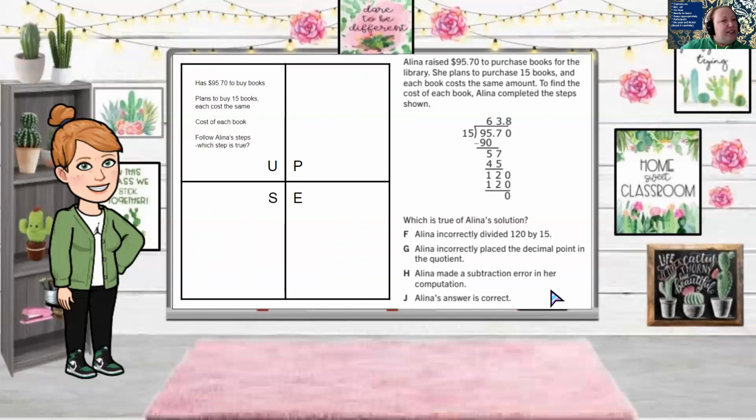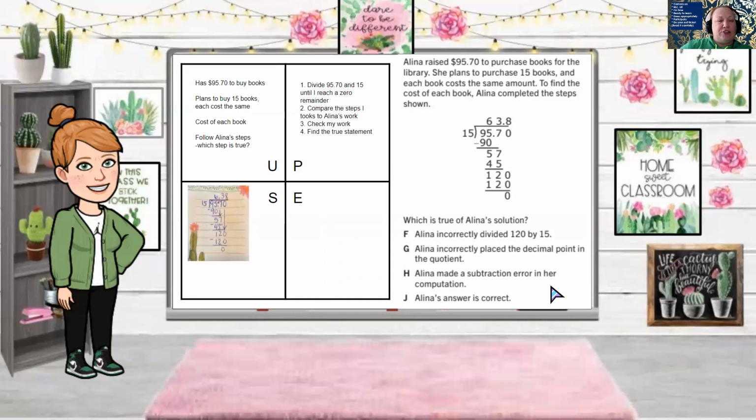So first, again, understand the problem. She has $95.70 to buy books, plans to buy 15 books, and each of those costs the same amount. We want to know what the cost of each book is, and then we're going to follow her steps to find out which is true. We're going to compare our steps to her steps. Okay, so my plan is 1, to divide $95.70 by 15 until I reach a zero remainder. 2, compare the steps I took to Alina's work. 3, check my work and find the true statement.